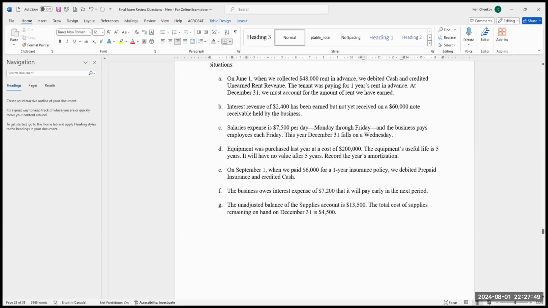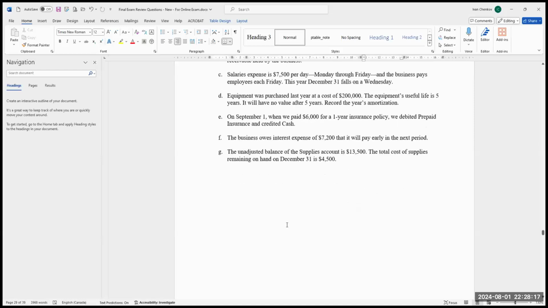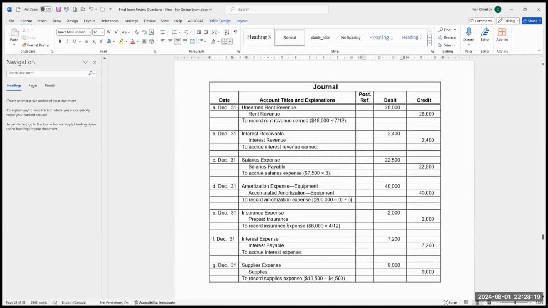The unadjusted balance of the supply account was 13,500. The total cost of supplies remaining on hand is only 4,500. So we have to bring it down from 13,500 to 4,500. That will be 9,000 of office supplies we used in the operation. So that will be debit office supply expense, credit office supplies. And that's how you do those journal entries one after another.